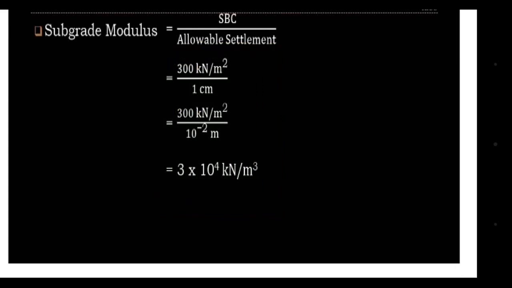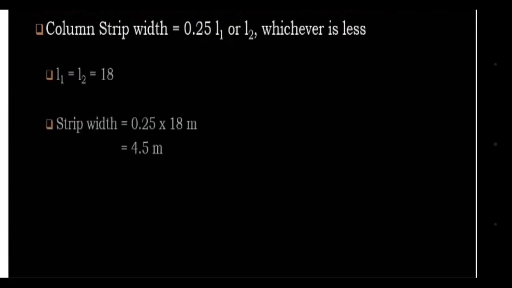First we have to calculate the subgrade modulus. The formula is SBC upon allowable settlement. So our subgrade modulus is 3x10^4 kilonewton per meter cube, and our column width is 4.5, but we should take it as 4 meters.